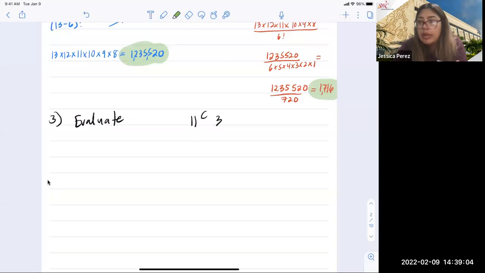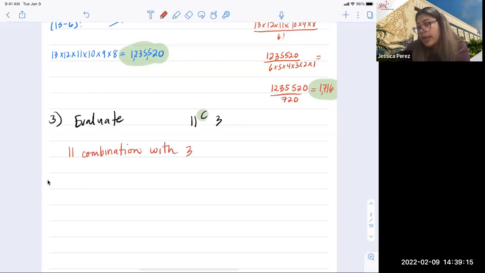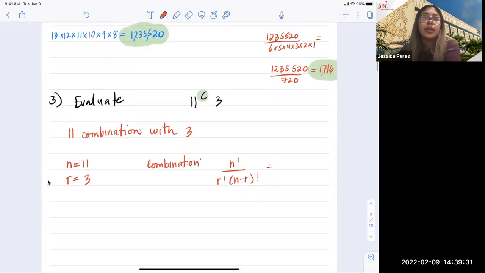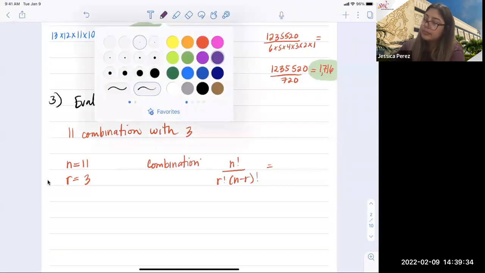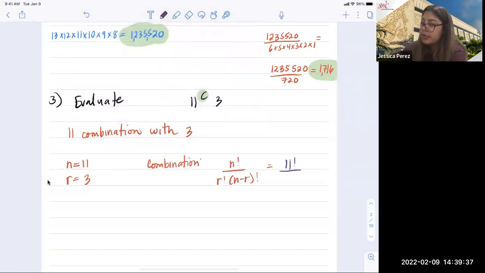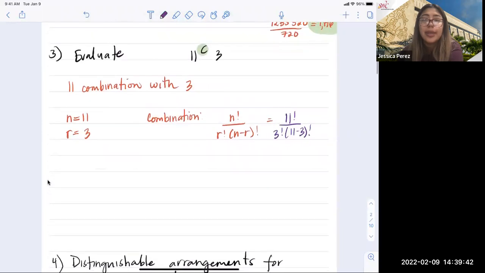Evaluate 11C3. Well, what does this C mean? This means a combination. 11 combination with 3. Remember that N is always the bigger number and R is always the smaller number. So you use the combination formula because they want you to do combination. So it's N factorial over R factorial, N minus R factorial. You already have your N and your R. So all you have to do is plug it in, 11 factorial over 3 factorial, 11 minus 3 factorial, and we keep playing the same game.